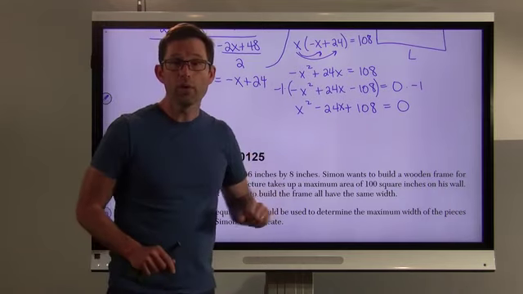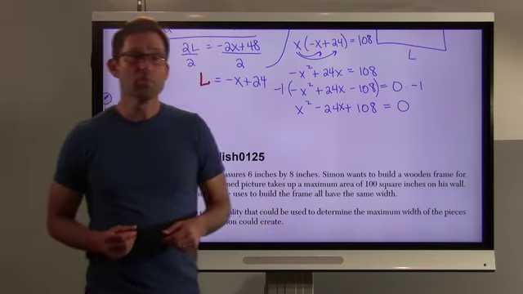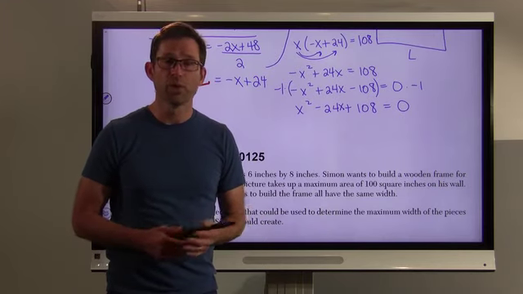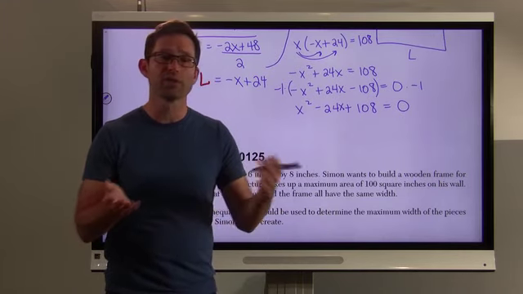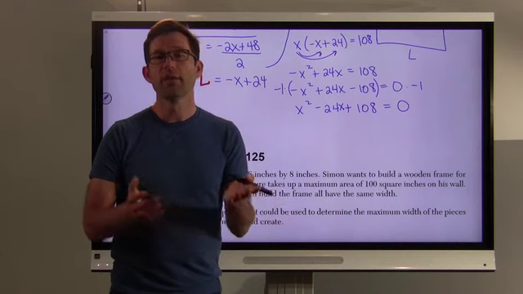Anyway, so we've got something like that. And now the issue becomes, how do you want to solve it? Do you want to try to solve it by factoring? Do you want to try to solve it using the quadratic formula? That's kind of up to you.